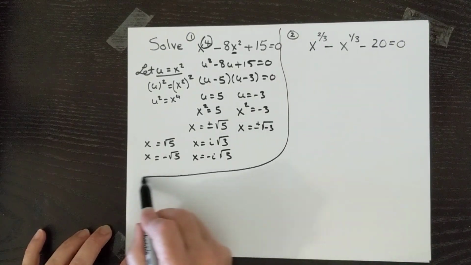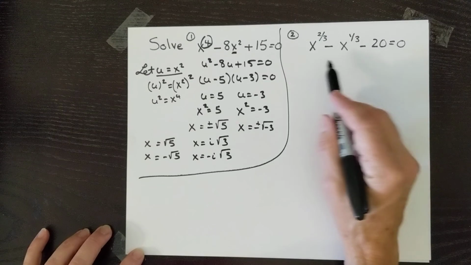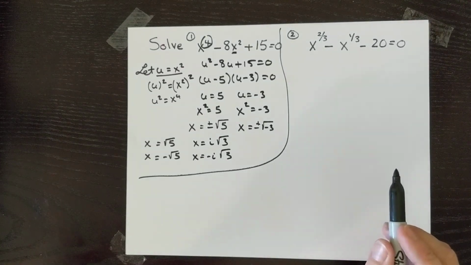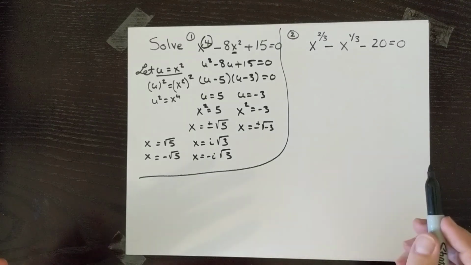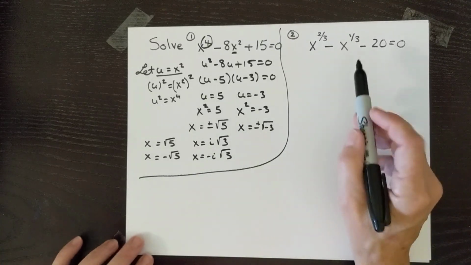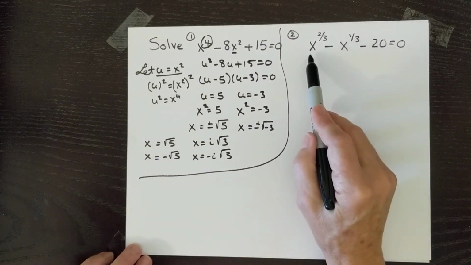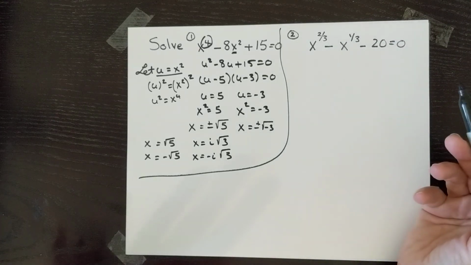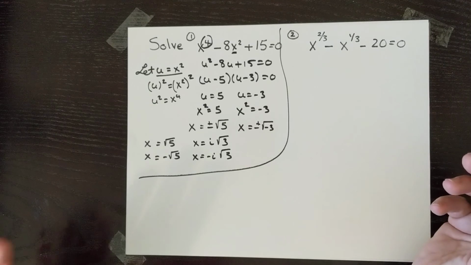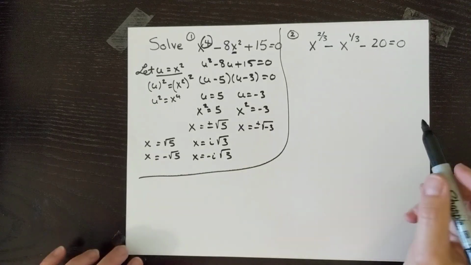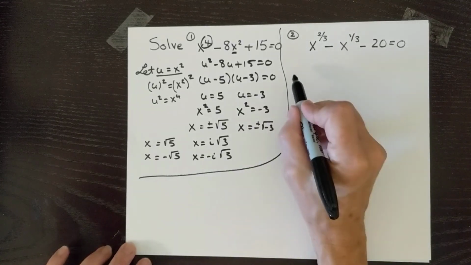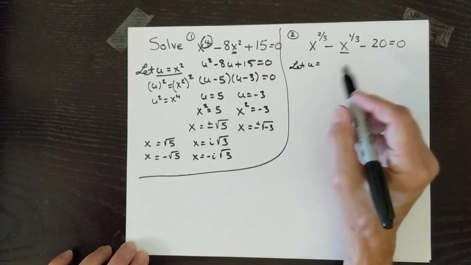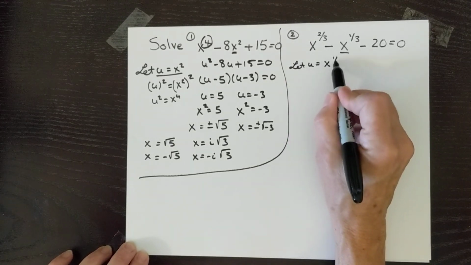Here's another way you could use U substitution, when you're solving radical equations. A fraction power is a radical. This is the cube root of x. This is the cube root of x squared is what these really are. You could also use U substitution in cases like this. Sometimes we will test it to see if it is possible. We'll let U equal the middle term, x to the 1/3.